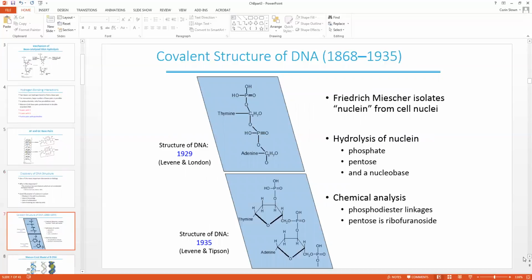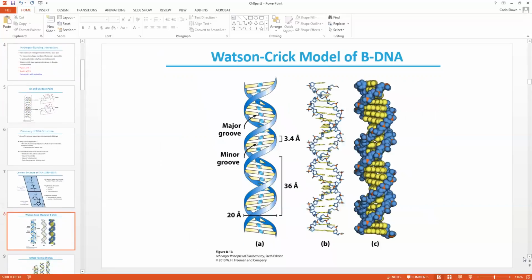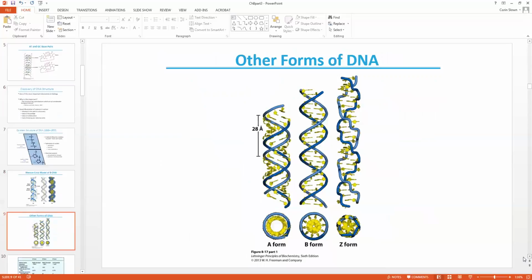In 1929, Levene and London proposed a structure of DNA and then modified that in 1935. And these, again, were the result of both hydrolysis and chemical analysis. The Watson and Crick model was the first to propose the double helix model. Linus Pauling had proposed a triple helix. There are three forms of DNA that are most prominent: the A form, the B form, and the Z form.